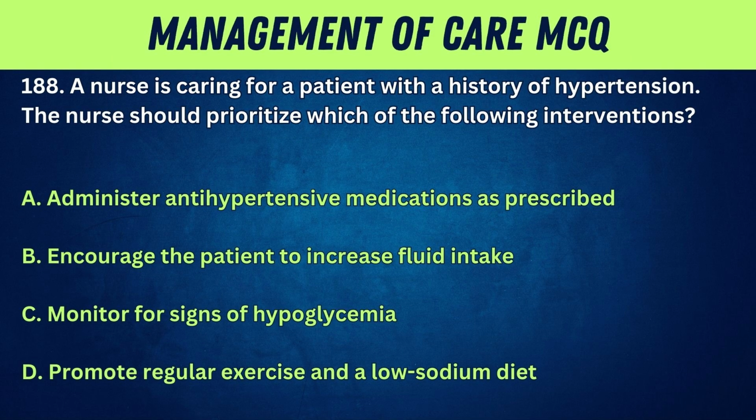188. A nurse is caring for a patient with a history of hypertension. The nurse should prioritize which of the following interventions? A. Administer antihypertensive medications as prescribed. B. Encourage the patient to increase fluid intake. C. Monitor for signs of hypoglycemia. D. Promote regular exercise and a low-sodium diet.